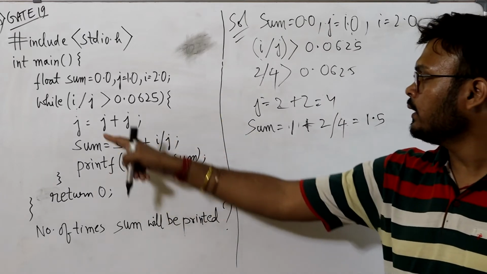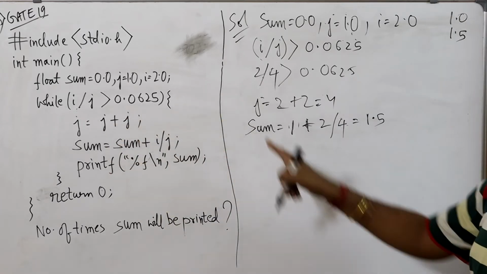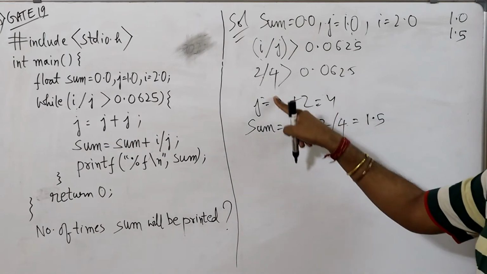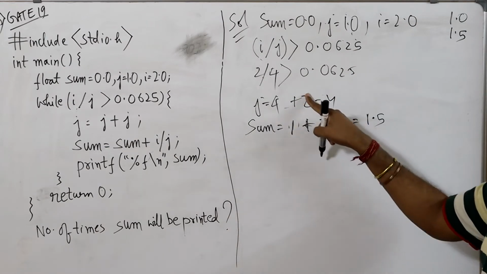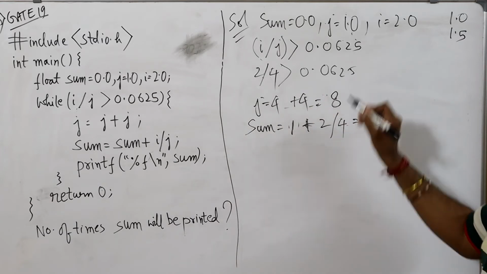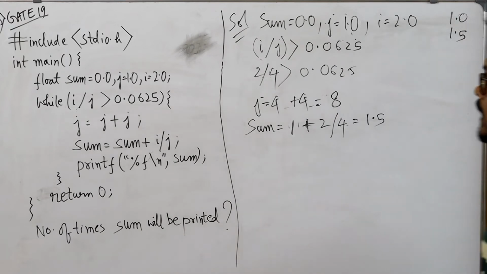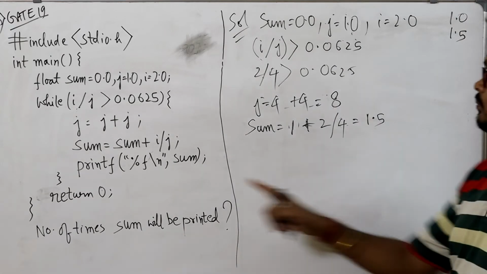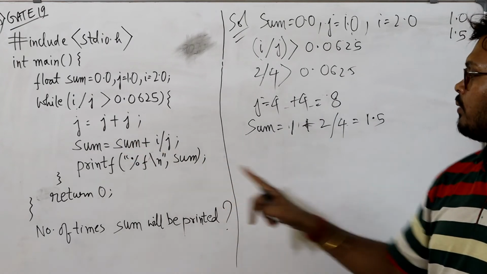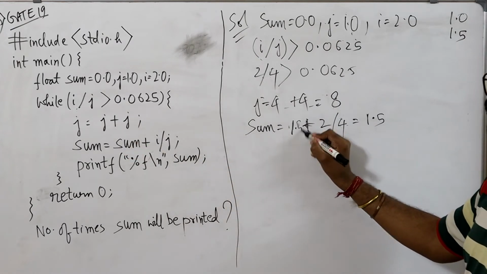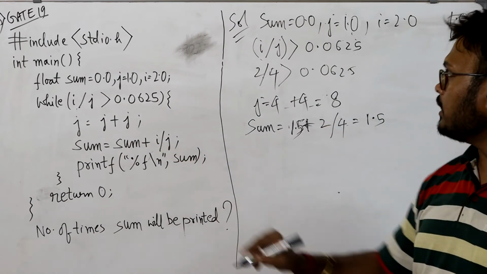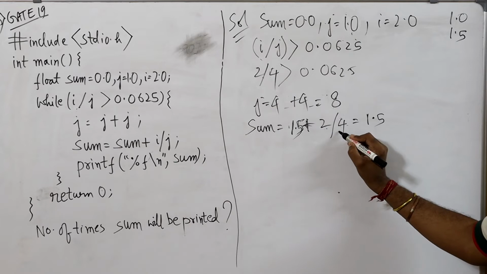So execute this line. j is equal to j plus j. It means what? j is equal to, what is the updated value of j? 4. 4 plus 4. So j is equal to 4 plus 4. It means the value of j is 8. Fine. And sum is equal to sum plus I by j. What was the previous value of sum? 1.5. Just write 1.5 in place of sum. 1.5 plus I by j. It means 2 by, what is the value of j? 8.